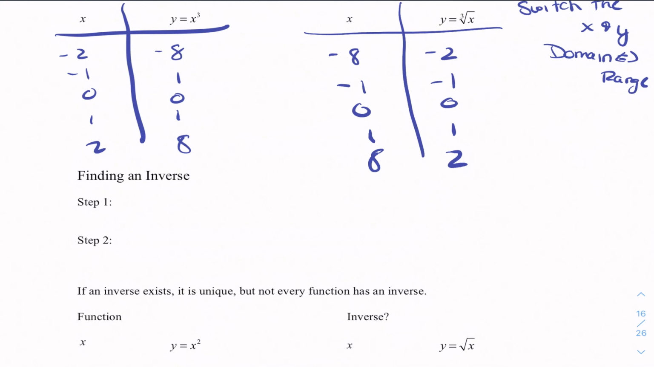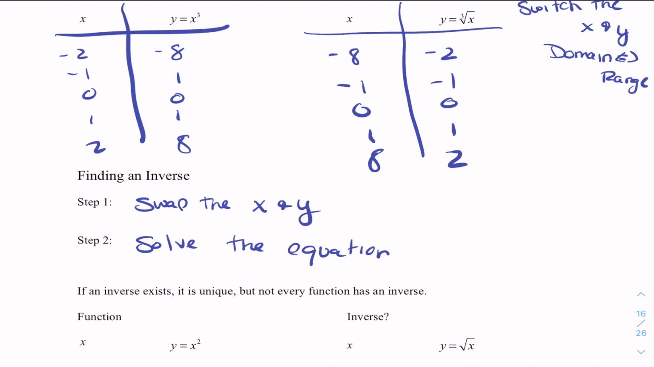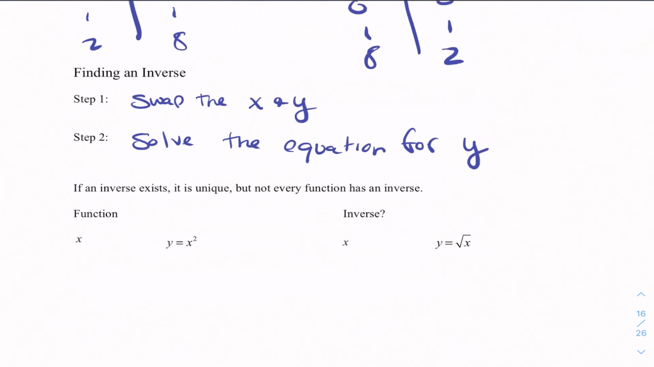So the steps for finding an inverse: step 1, swap the x and y. Wherever you see an x, you're going to write y. Wherever you see a y, you write x. And step 2, solve the equation for y. If an inverse exists, it is unique. But the trick about inverses is that not every function has an inverse.